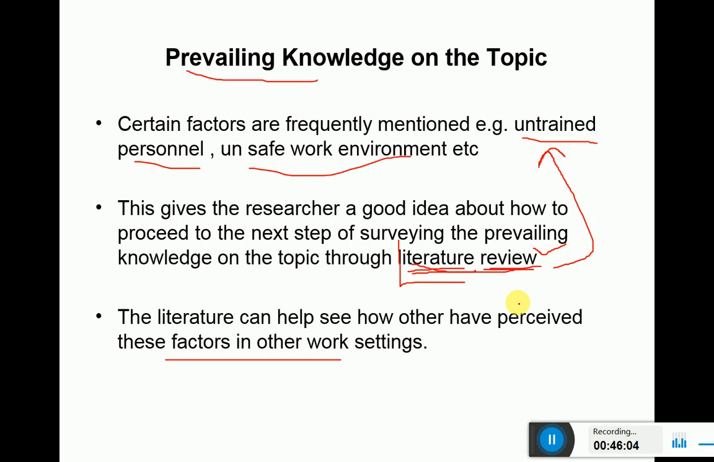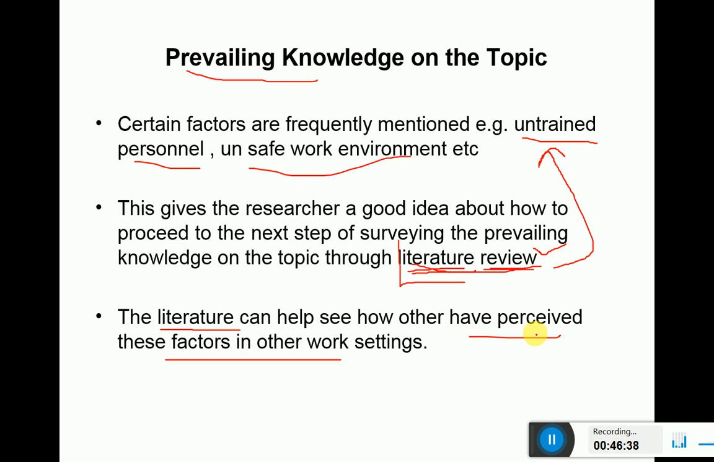Literature review tells us whether other people in other work settings perceive our topic the same way. For example, I say that in my organization people are not happy with their salary. Now I want to check whether in other organizations people are happy with their salary or not, in the private sector, in the government sector, in Afghanistan, in Pakistan, in Sri Lanka, in Indonesia. So the body of knowledge will tell us how other people perceive those variables in other work settings.